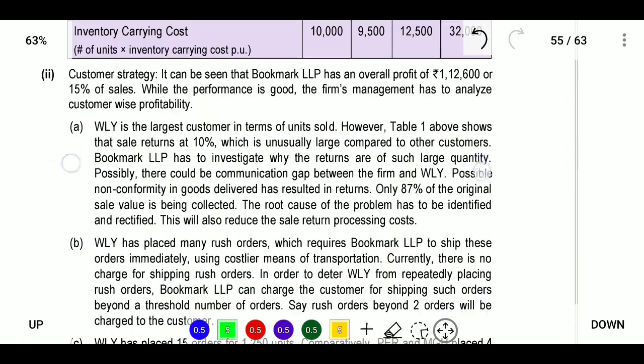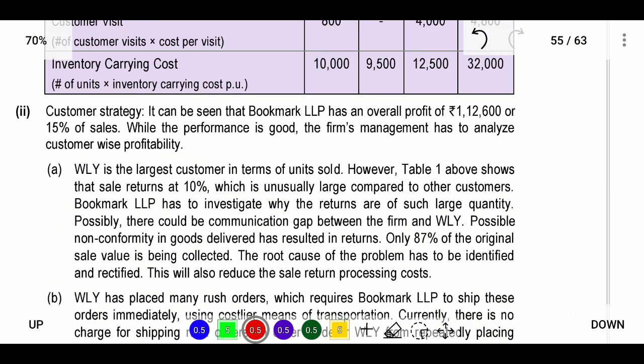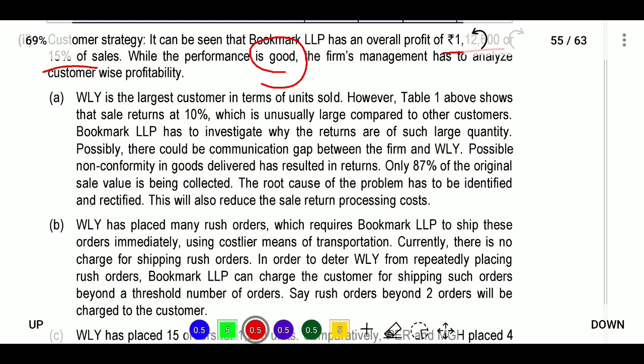What are the strategies we will provide? For customer strategy, it can be seen that Bookmark LLP's overall profit is 1,12,600, that is 15% of sales. While performance is good, the firm management has to analyze customer-wise profitability. We have three customers, that is per, MGH, WLY. Here WLY is the large customer because he has large volumes. However, in table 1 we see it has sales returns of 10%, which is unusually large compared to other customers. He is purchasing more and he is returning more, and we want to provide the strategy also.